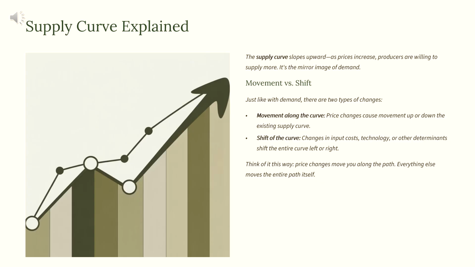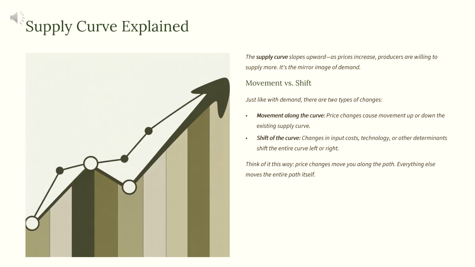In movement along the curve, price changes cause movement up or down the existing supply curve, while a shift of the curve happens when a change in input cost, technology, or other determinants shifts the entire curve left or right. Think of it in this way: price changes move you along the path, everything else moves the entire path itself.